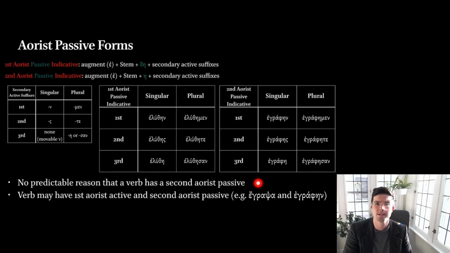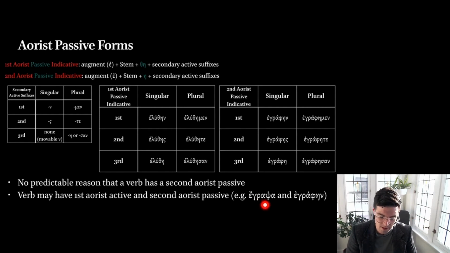And we need to note here that there is no predictable reason that a verb has a second aorist passive. Some verbs simply take a second aorist passive and will use these endings rather than these ones. So that the theta will be absent in some aorist passives and it will be present in others. And it's also important to note that this doesn't line up with whether or not a verb uses a second aorist active.